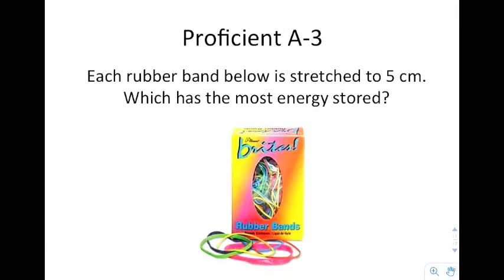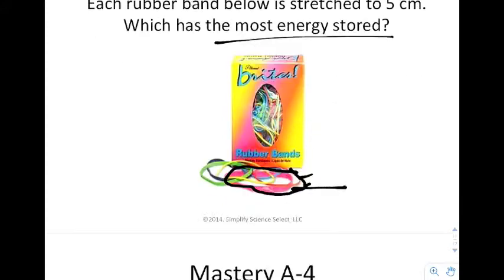It says each rubber band below is stretched 5 centimeters, which has the most energy stored in it. It's a little bit difficult to tell, but all these rubber bands right here have a different thickness. And this pink one right here actually has the greatest thickness of all of them. So because of that, the pink one is going to have the most energy stored in it because it's going to be the most difficult one to stretch.